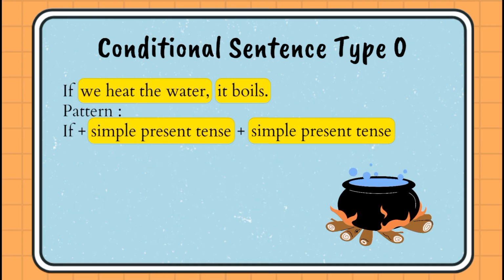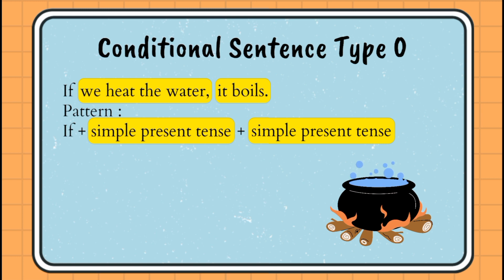Well, let's talk about the formula of conditional sentence type 0. Let's analyze it from the example. First, there is the word if, then after it there is a subject and verb in simple present tense. Then, there is a comma and a subject and verb in simple present tense too. So, the structure of conditional sentence type 0 is if plus simple present tense, plus simple present tense.